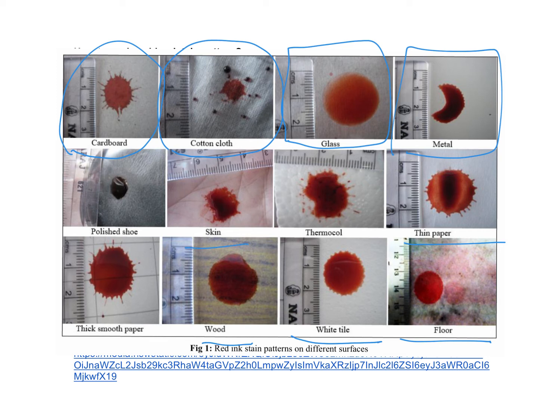Yeah, notice different surface. When you drop at the same height, the diameter of the blood drop is different, and depending on the surface, whether it is rough or smooth, there's also a difference. Like this is on the wood, which is rough surface, compared to a smooth paper. You notice there's satellite splatter, there's the spike.